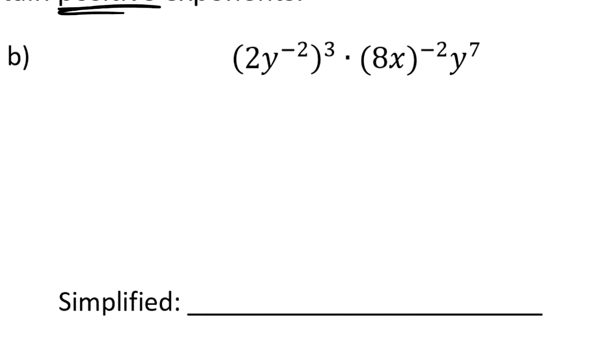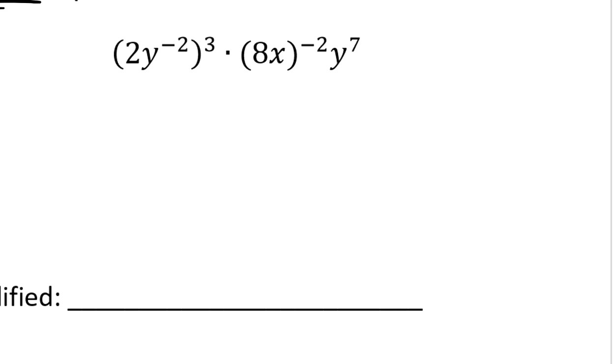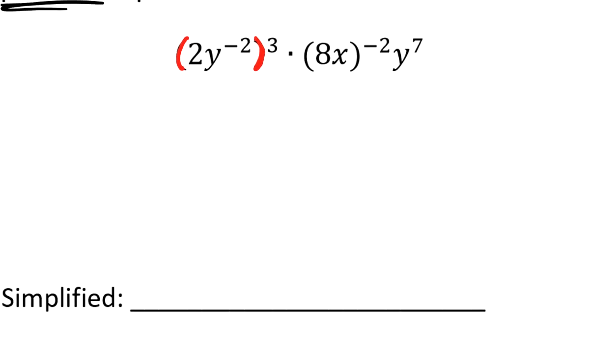Part B is awfully similar. One of the things that happens though is I do have a couple products that are being raised to a power, and there's a couple different ways I can deal with that. I think I might look inside of these parentheses first and try to simplify that, and then I'll raise that to the third. So if I'm looking at just inside those parentheses, that's a 2y to the negative second power.